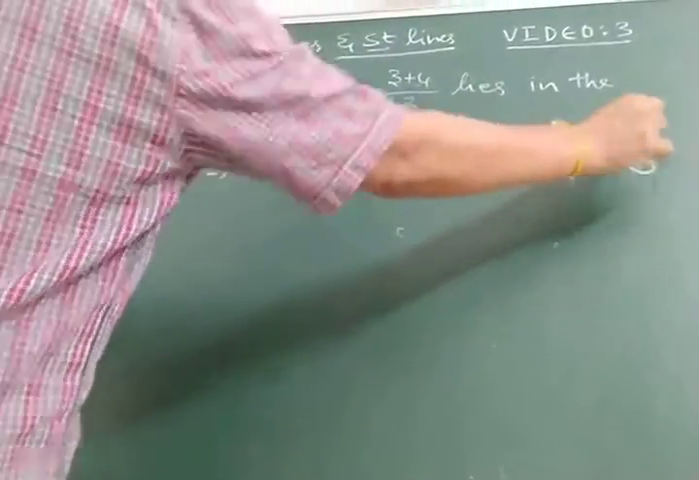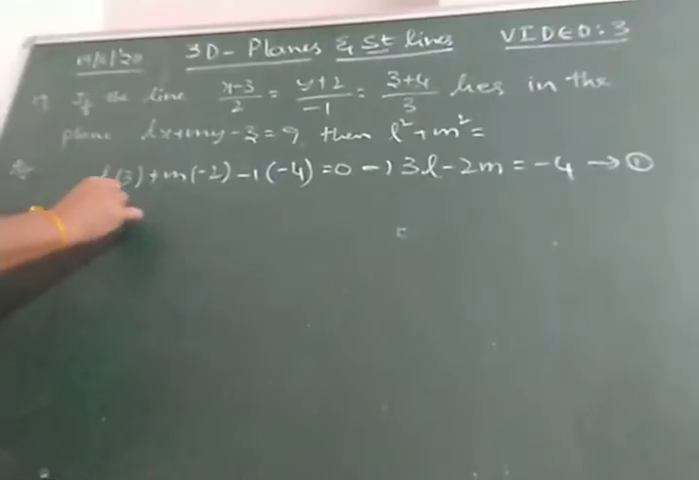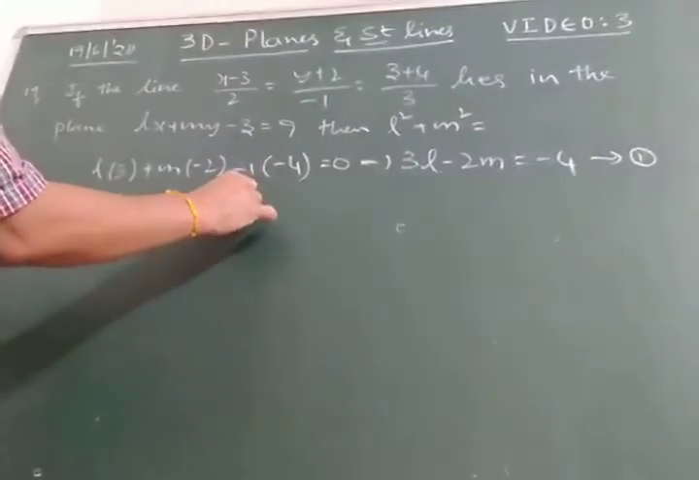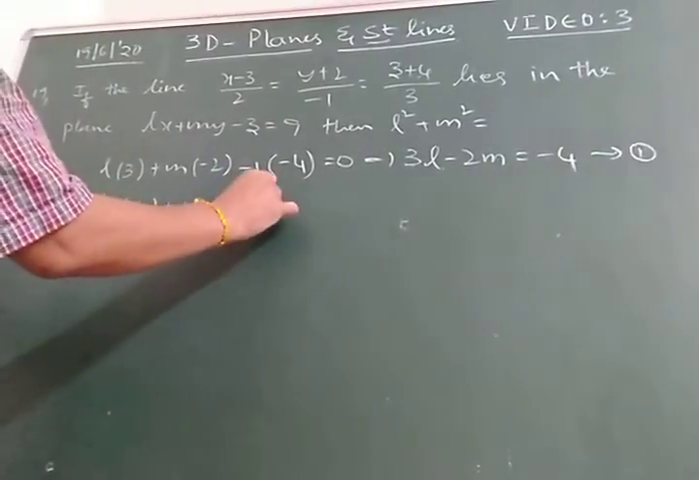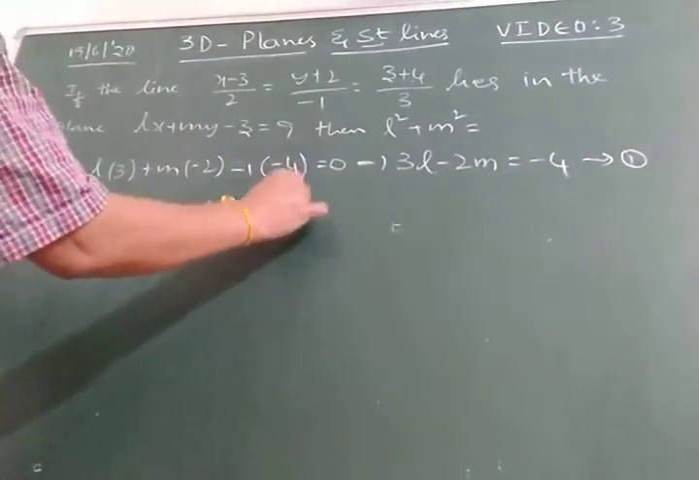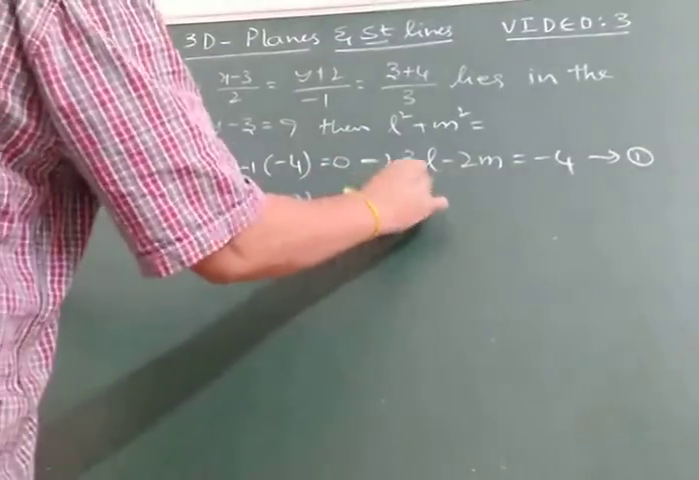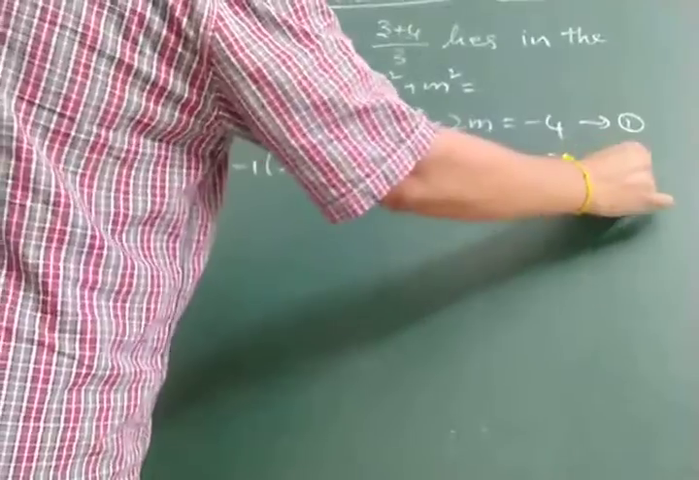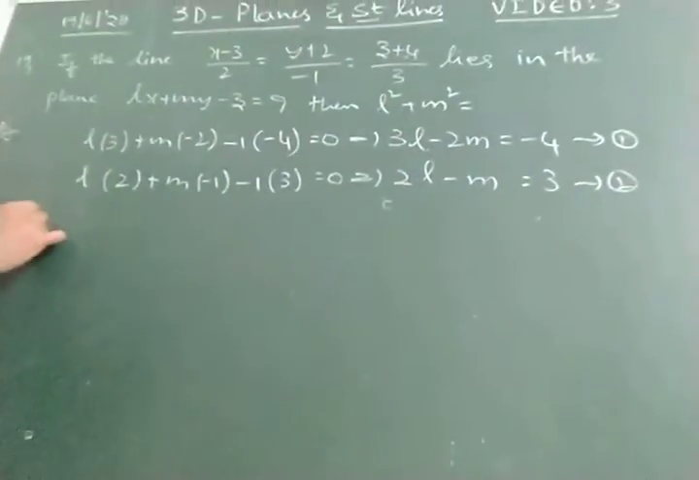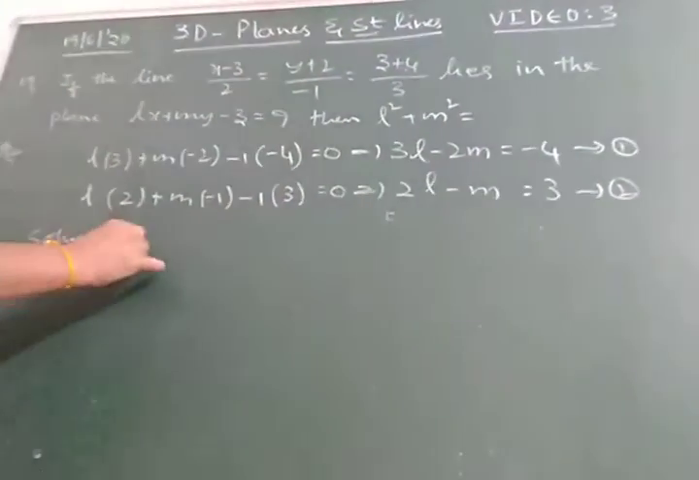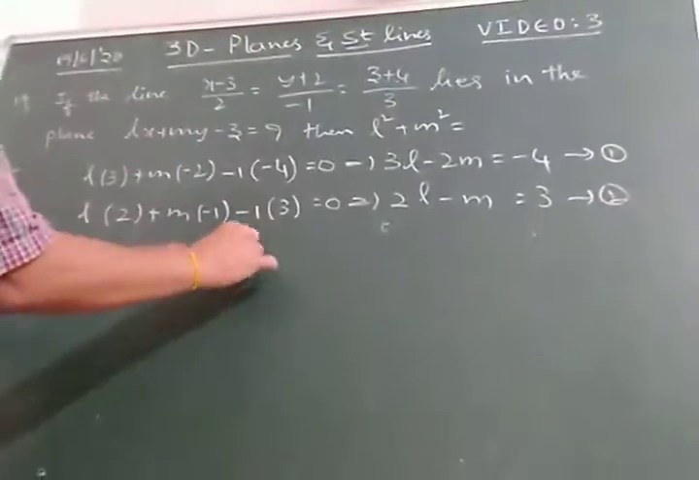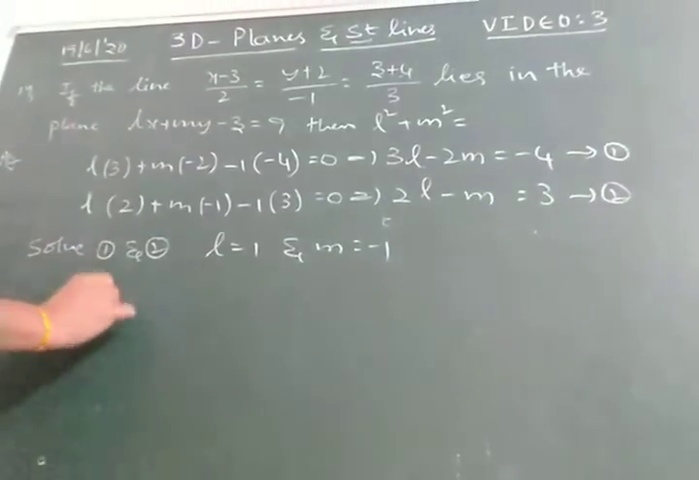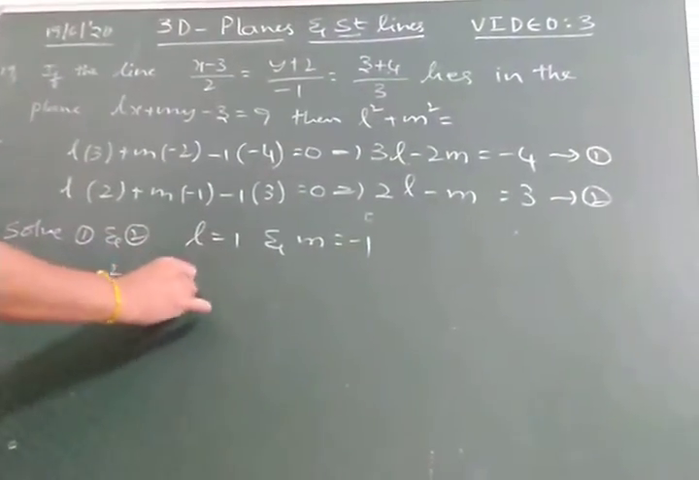This is equation number 1. And L into 2 plus m into minus 1 plus minus 1 into 3 is equal to 0. That implies 2l minus m is equal to 3. This is 2. Solve 1 and 2. We get L is equal to 1 and m is equal to minus 1. Therefore, L square plus m square is equal to 2.